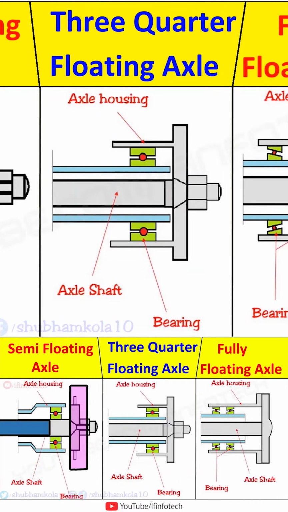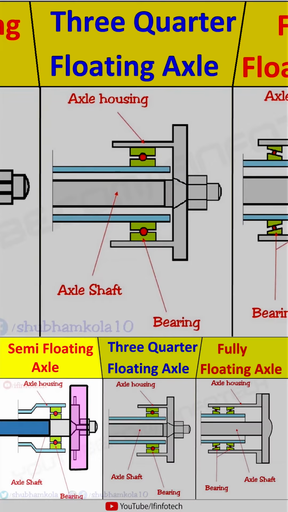Construction of different types of axle used in automobile vehicles. There are three types of axle: semi-floating axle, fully floating axle, and three-quarter floating axle.